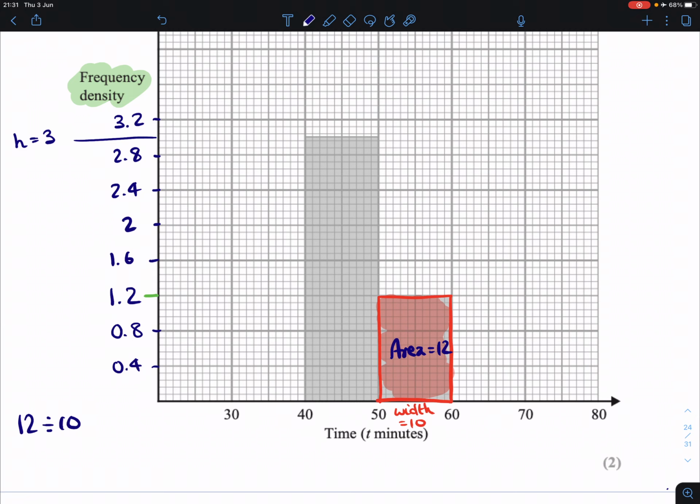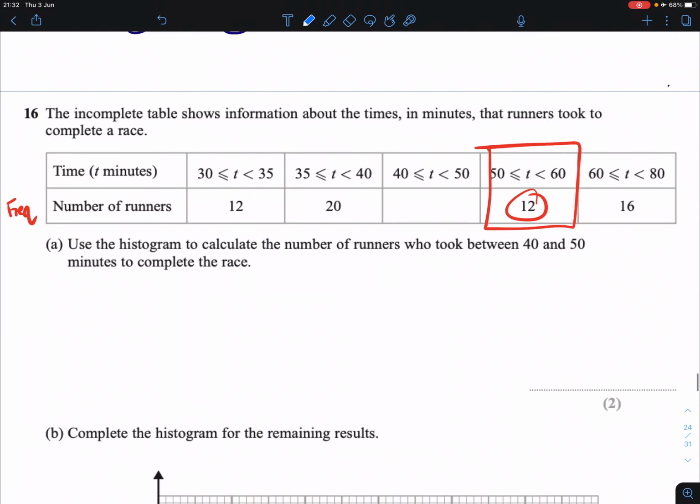The width of that bar there is 10, which means the area of this bar is 3 times 10, which is 30, and that 30, that area, is our frequency, the number of runners in that bar. Therefore, we have completed the table.